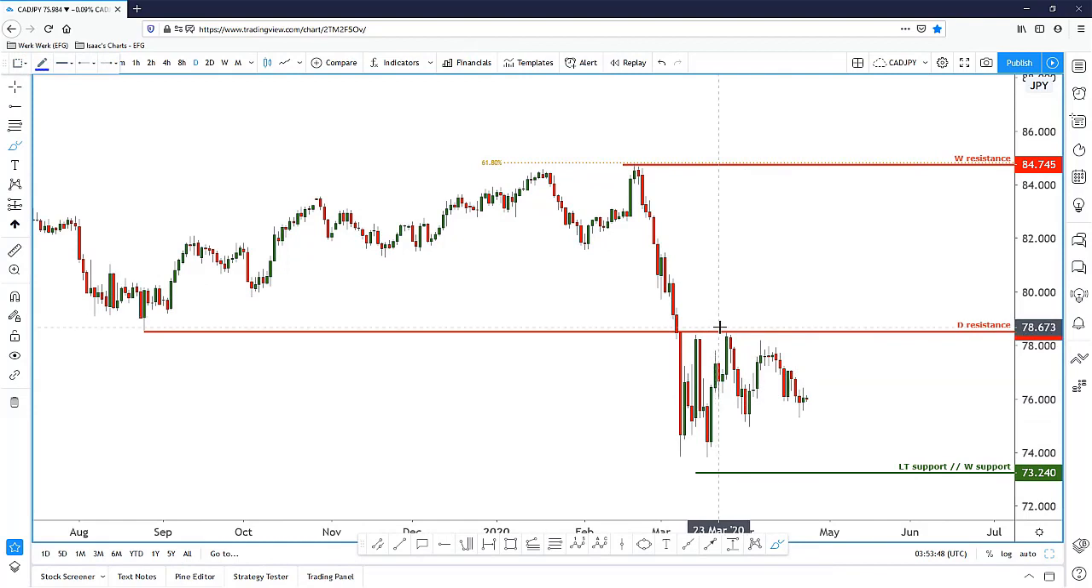Now, if you look carefully, after price rejected off the daily resistance, it made a push down, came back up and made another push down, right? This zigzag pattern, we want to see how far it can go. So we shall use Fibonacci extension.